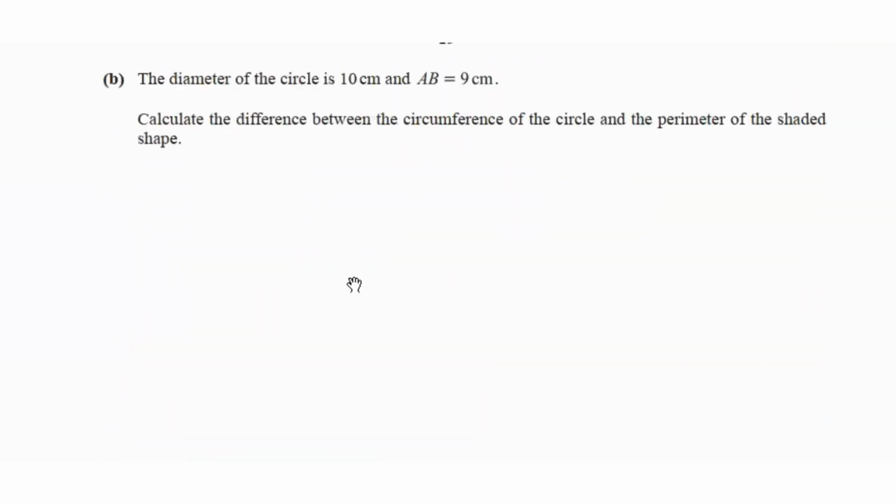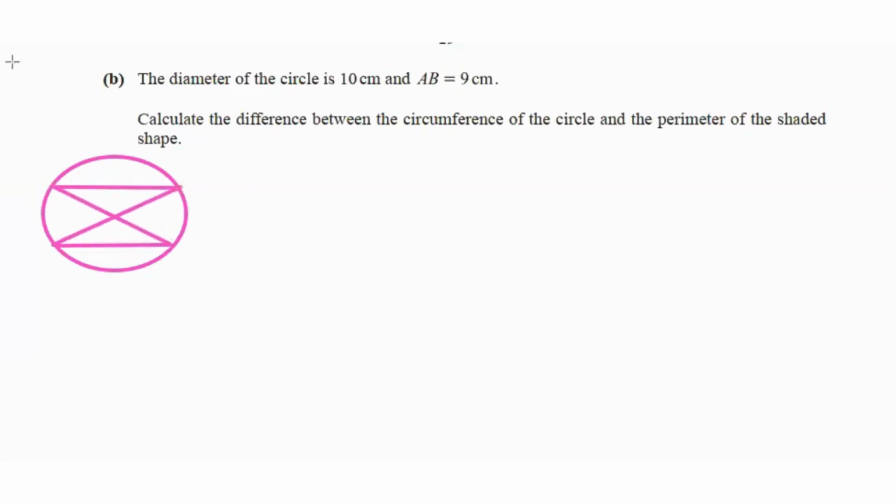The diameter of the circle is 10 centimeters and AB is 9. Calculate the difference between the circumference of the circle and the perimeter of the shaded shape. So I'm going to just draw this shape over here so that we don't have to keep going back. This is A, this is B, O, this is D, this is C. The diameter is 10, which means this is 5, this is 5, 5, and 5. This is 9, and this is 9.